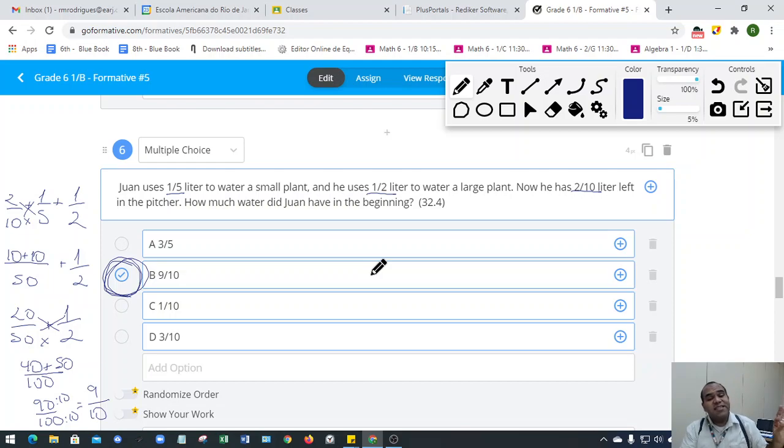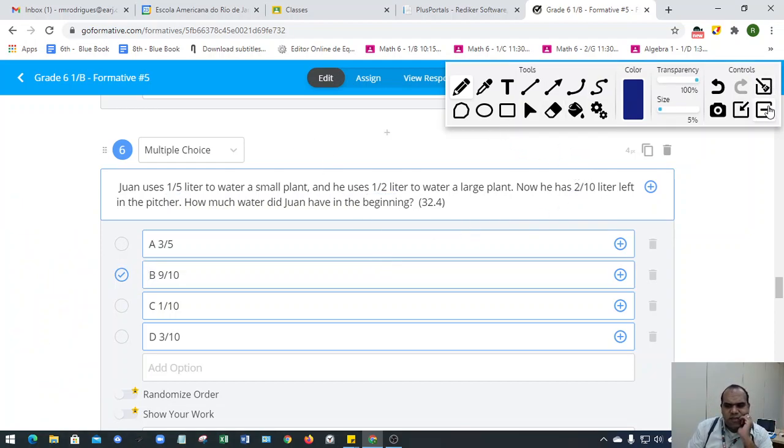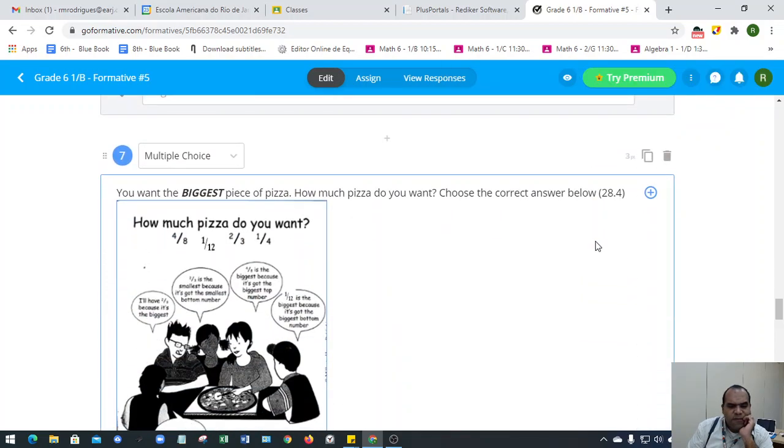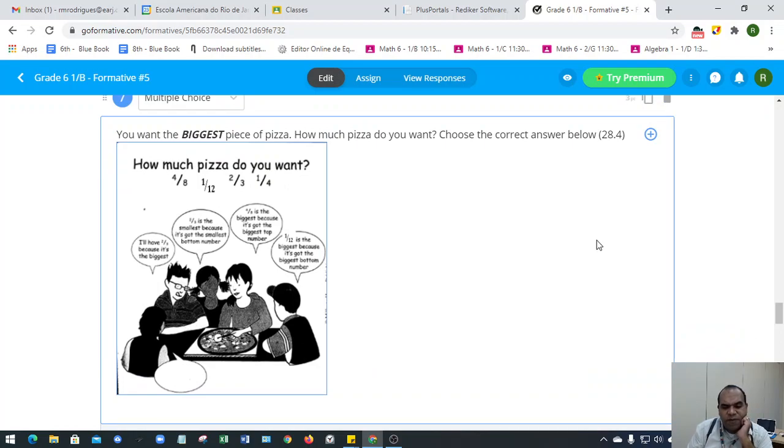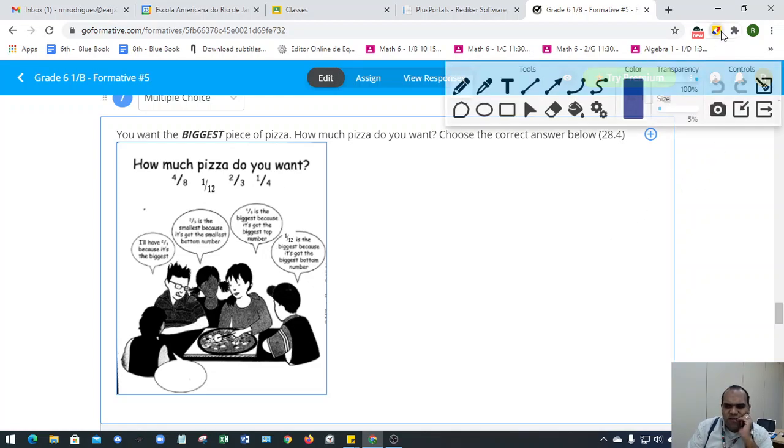Great, easy. We solved this one. Let's go ahead, next, number 7. Multiple choice. You want the biggest piece of pizza. How much pizza do you want? Choose the correct answer below. Great. We have a lot of fractions over here. We want to choose the biggest one. We have the first one here, this one, this one, this one, all parts of the pizza. Which one is the biggest?